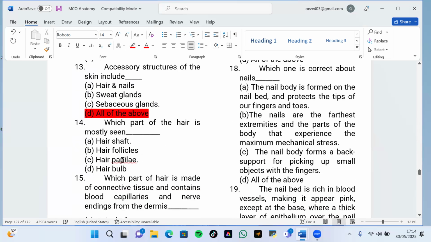Which part of the hair is mostly seen? A, hair shaft. B, hair follicles. C, hair papillae. D, hair bulb. The correct answer is A, hair shaft. That is the hair you are seeing. So this is the correct answer.